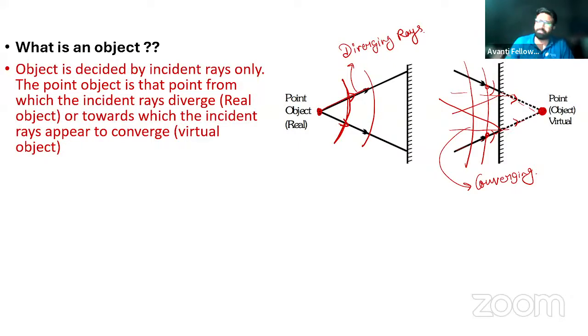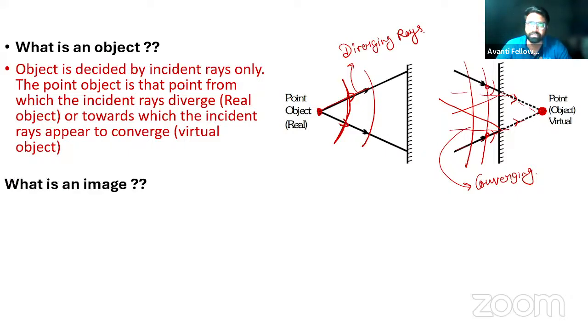It happens in the same way for the image also. Got it? So always remember, if from a point rays diverge, then that point is termed as a real object. And if at a point rays appear to converge, not converging, it appears to converge, then that particular point is a virtual object.